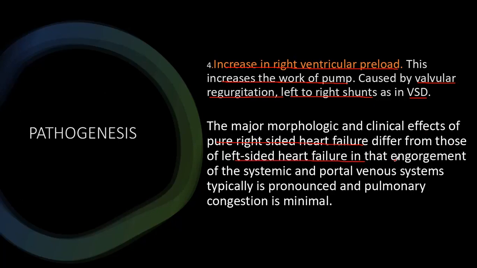Now, the major morphological and clinical effects of a pure right-sided heart failure differ from those of left-sided heart failure. In right-sided heart failure, there will be engorgement of the systemic and portal venous system, but the pulmonary congestion is minimal. In left heart failure, the pulmonary congestion will be marked, so there will be respiratory symptoms such as paroxysmal nocturnal dyspnea. If the patient lies in a recumbent position, the congestion is marked and they present with breathlessness. So the patient will wake up with a feeling of suffocation. That is in the left, but in the right, pulmonary congestion is minimal, so these respiratory symptoms will be minimal also.